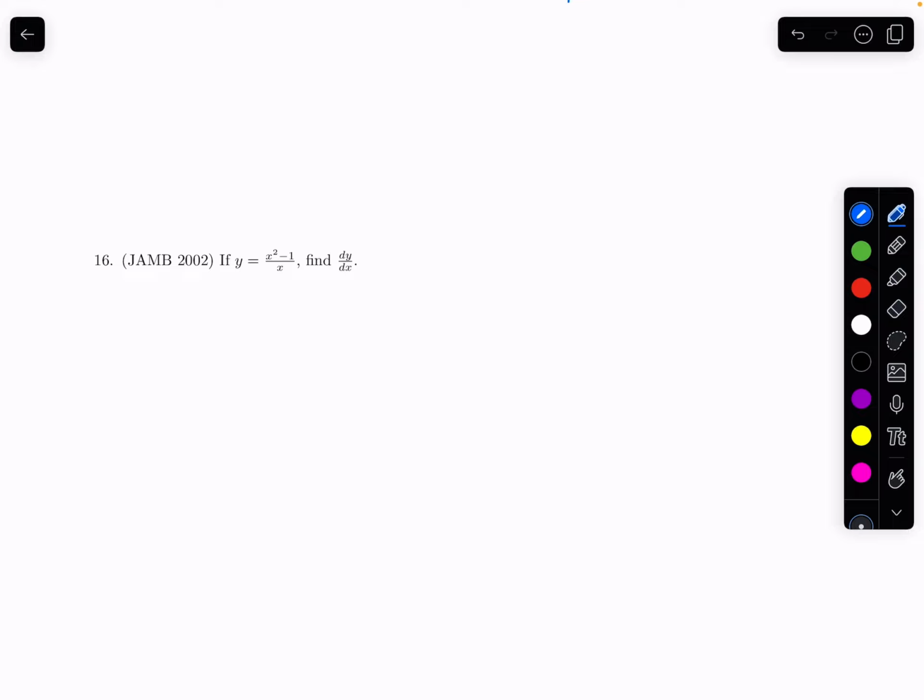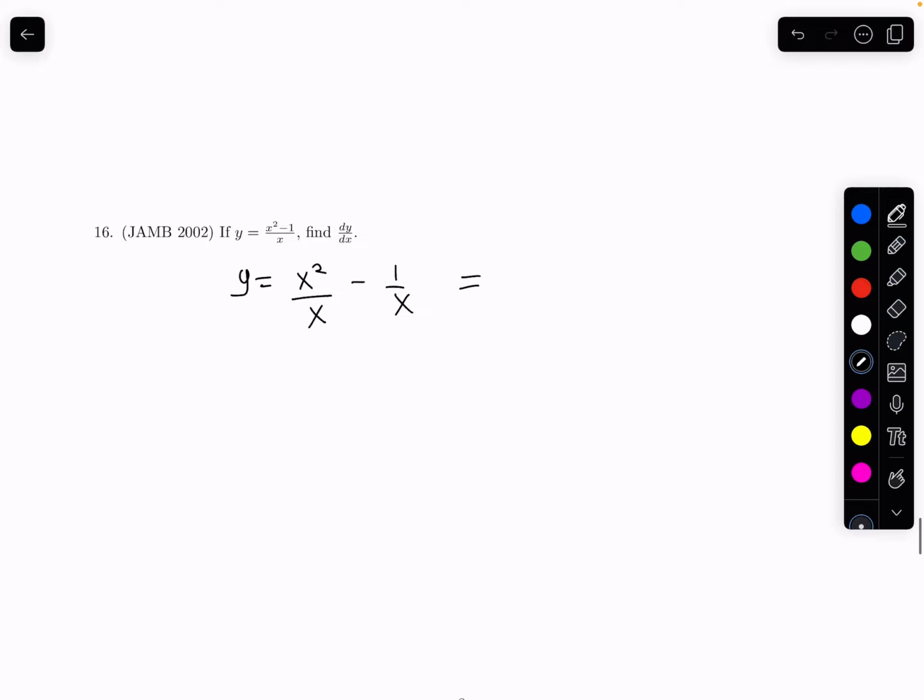Sorry. Now if you see something like this, you might say, oh, the quotient rule, let me apply the quotient rule. But wait a minute, the quotient rule might not be necessary because I can rewrite this expression as x squared divided by x, minus 1 over x. If I simplify, I get x minus 1 over x, and I can rewrite 1 over x as x to the power of negative 1.